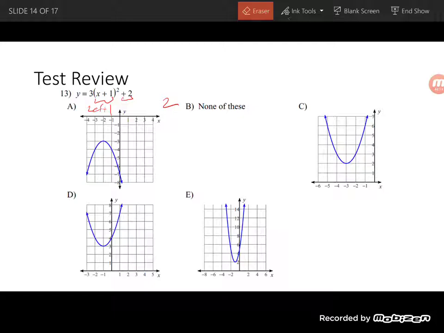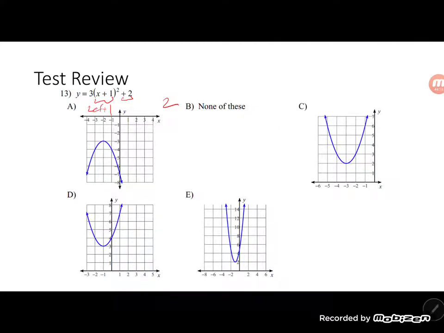Now again, how can I do that? That's because I know my transformation rules, and I know that outside associates with up and down, and inside associates with left and right. And inside, I have to remember it's always the opposite of the sign. So I should expect my vertex to be there, so I'm going to look for something that went left 1 and down 2. So left 1, down 2, well, nope, not a.